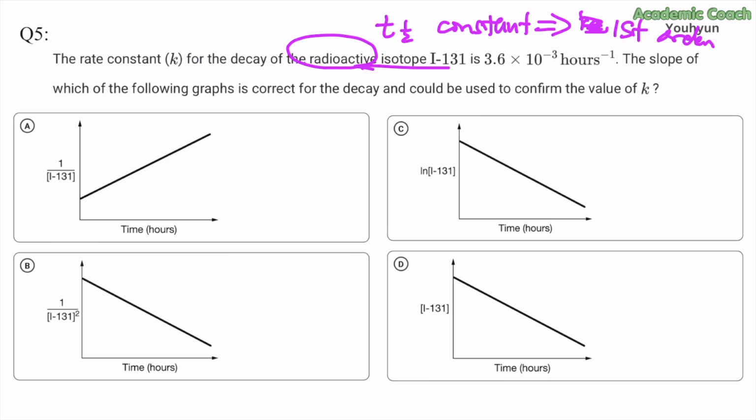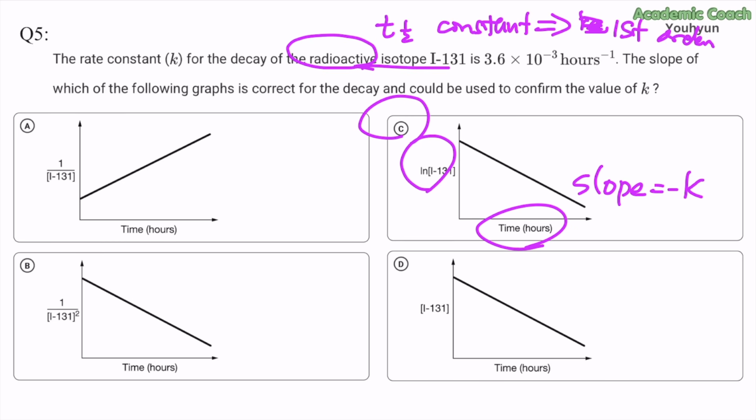And for a first order chemical reaction, we could make that concentration versus time graph linear by taking the ln of the concentration. So it must be ln concentration of iodine 131 over time. And it should show a negative slope of negative K. So C is the right answer.